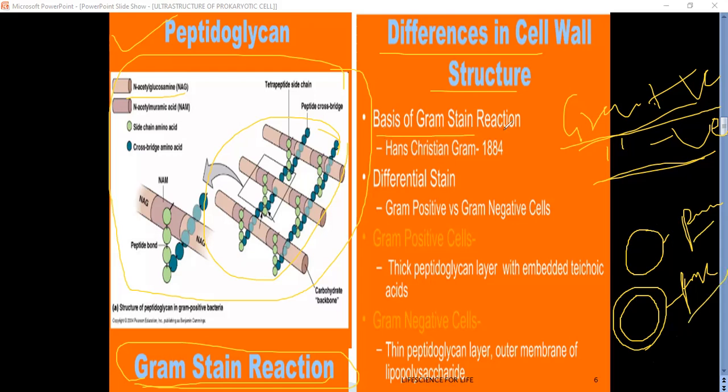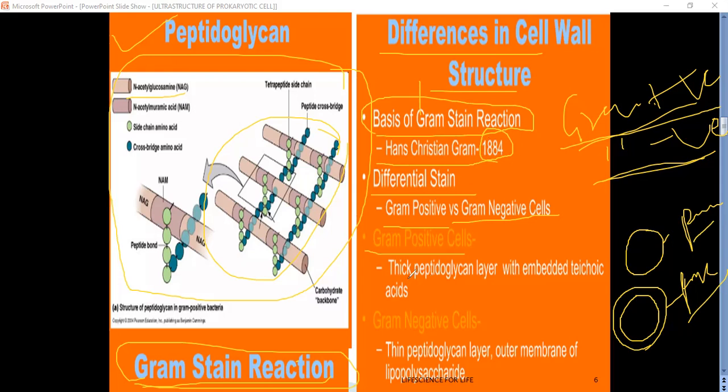Gram here indicates the scientist who discovered it, Hans Christian Gram, in 1884. This gram staining reaction is also called a differential stain, so it is going to differentiate the bacteria. That's why it is called a differential stain. What is it going to differentiate? It is dividing the whole bacteria into gram positive and gram negative cells.